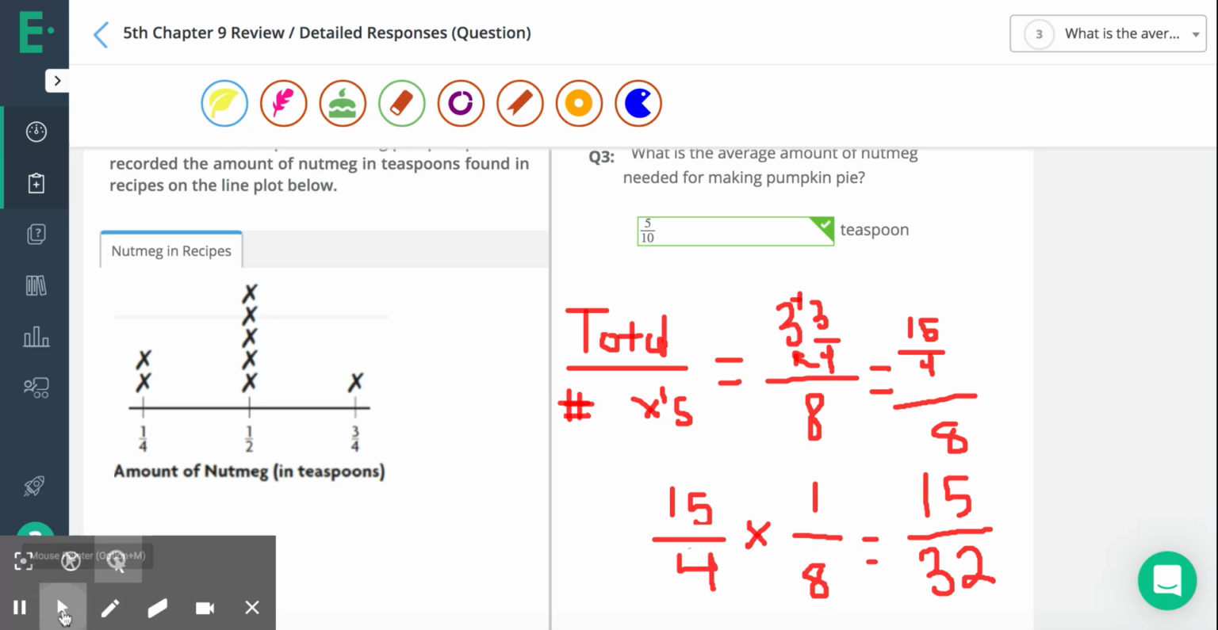Now you will notice that it had accepted 1/2 as an answer. 15 over 32 is really close to 1/2, so I think that's what our answer key did. But 15/32 cannot be simplified anymore, and that would be a fine answer. I know that that's reasonable because it's in between these data points. It should be pretty close to wherever most of my x's are, which is 1/2.